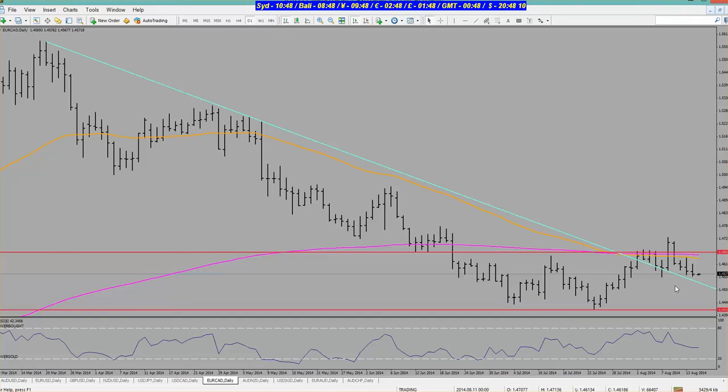From a fundamental point of view, you all know that I like this to be short, but right now there could be a bit of a battle as to which way it's going to go, and I think the moving averages are indicative of that. The momentum indicator is sitting on 42.